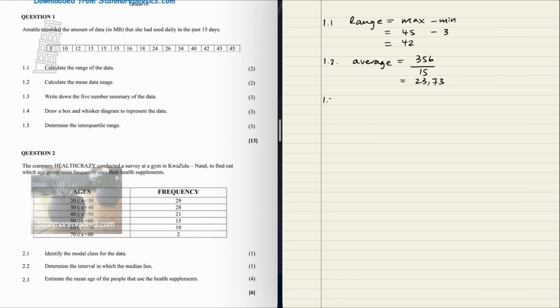Question 1.3. Write down the 5-number summary of the data. Now the 5-number summary consists of the minimum value, the Q1, the Q2, the Q3, and the maximum value. We know the minimum and the maximum from question 1.1. So 3 and 45. To calculate Q2, we can use the formula n plus 1 divided by 2. There's 15 data points, so plus 1 divided by 2, that gives us 8. So we're looking for the 8th data point.